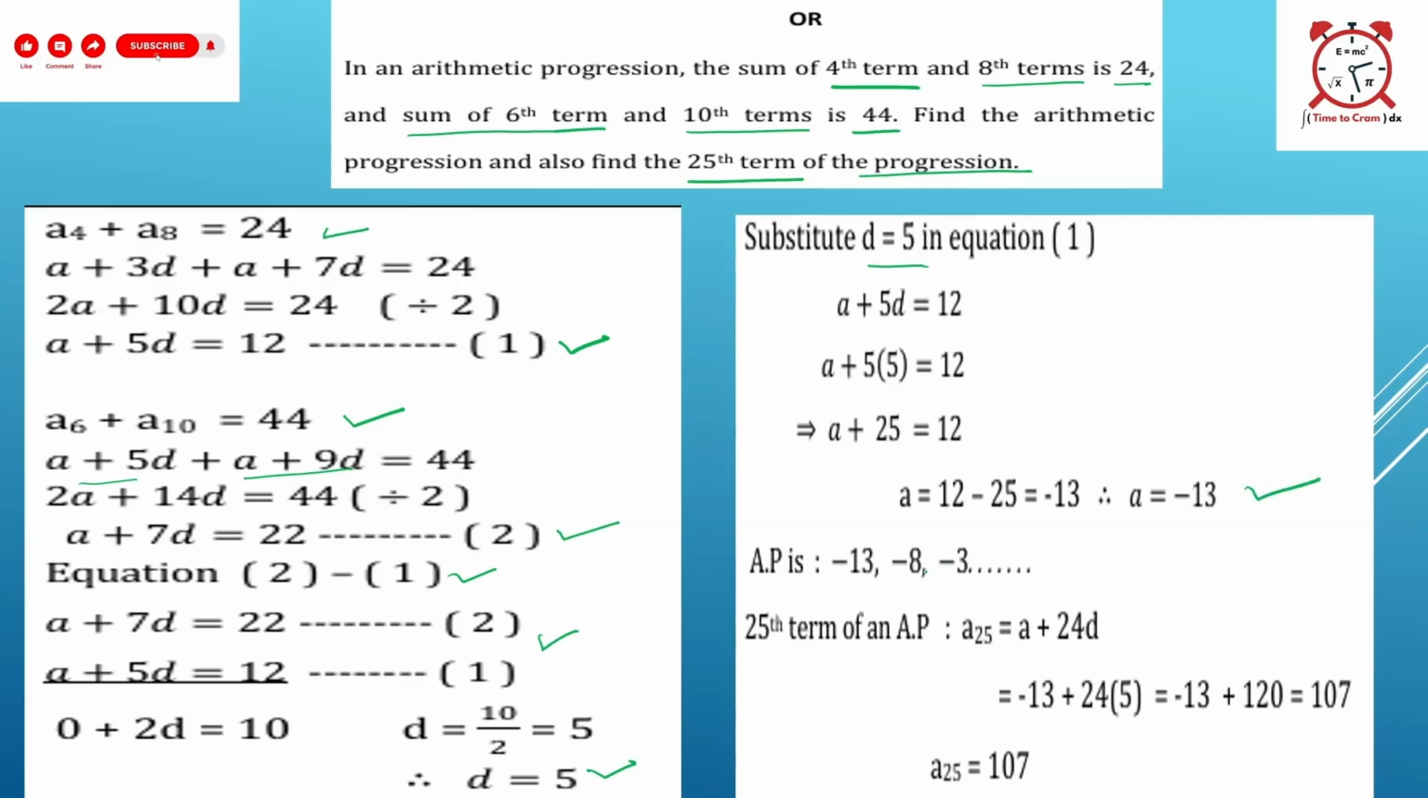So after getting the values of a and d, we will make the AP as minus 13, minus 8, minus 3, and so on up to infinity. Now the next required question: find the 25th term of the AP. So a25, we know, is a plus 24d. After putting the values of a and d in this formula, we will get a25 as 107. So this is the question of arithmetic progression.